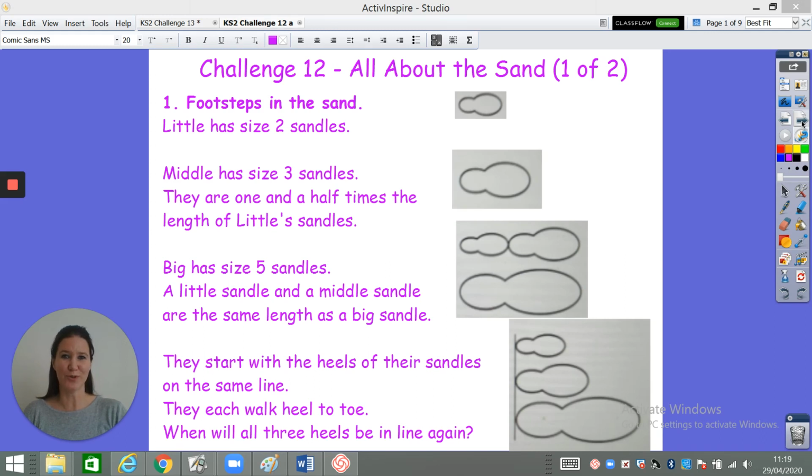So I'm going to go through challenge 12 and challenge 13. The first one of challenge 12 was the footsteps in the sand. And we had little sandal, which was size 2, medium sandal, which was size 3, and big sandal, which was size 5. And they all started in a line and walked heel to toe. And you had to work out when all 3 heels would be in line again.